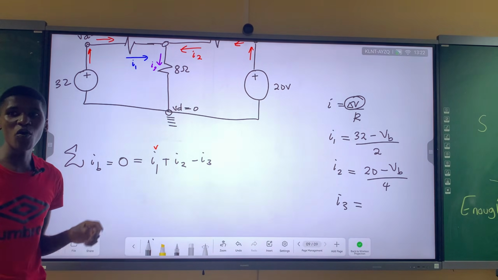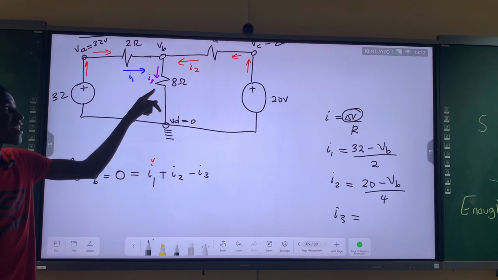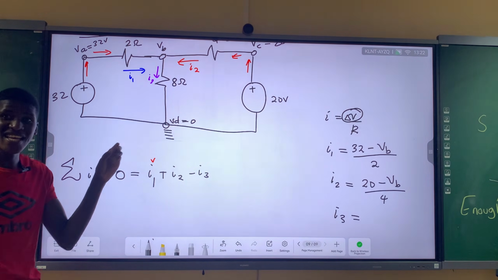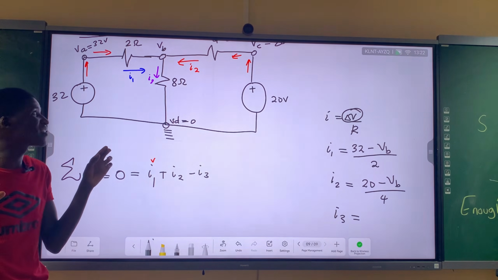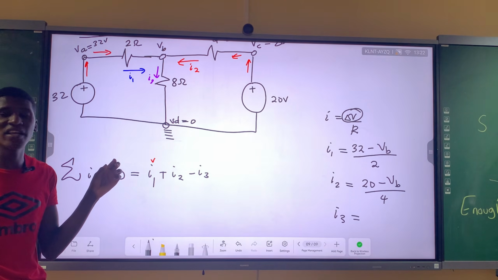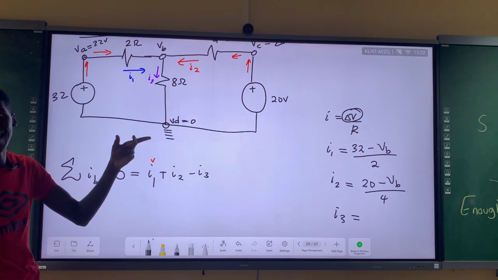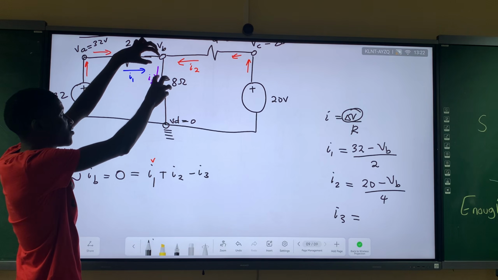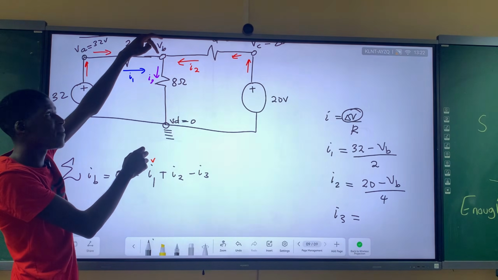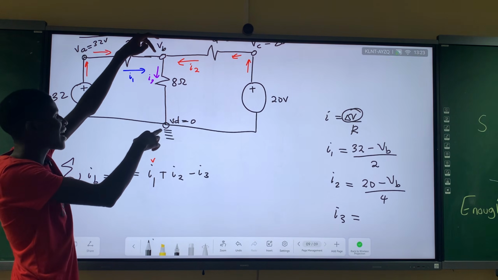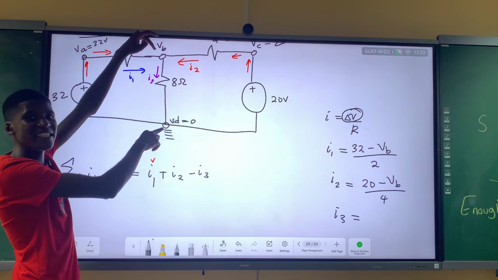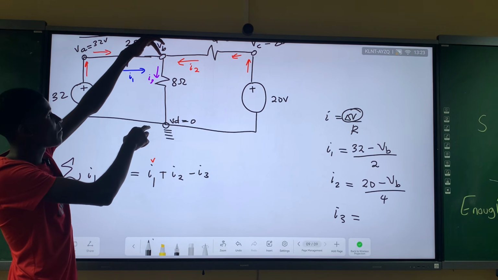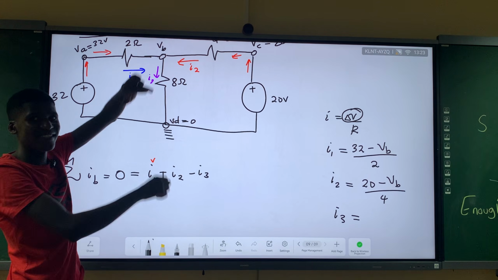I3, so current I3 is the current going through the 8 ohms resistor. So you focus on the terminals of the 8 ohms resistor, and you see how much current goes into this resistor. On one side we've got the first terminal of the 8 ohms resistor, which is VB. On the other terminal we have VD, which is 0 because we are earthing it. So we have VB, and we have 0.